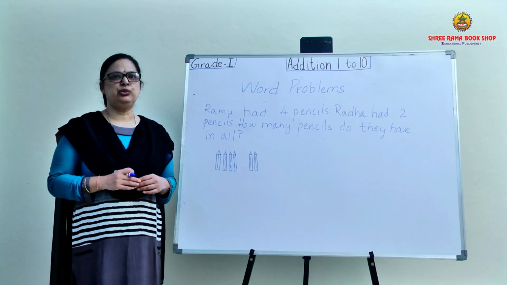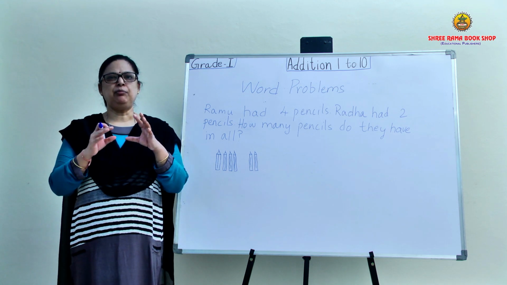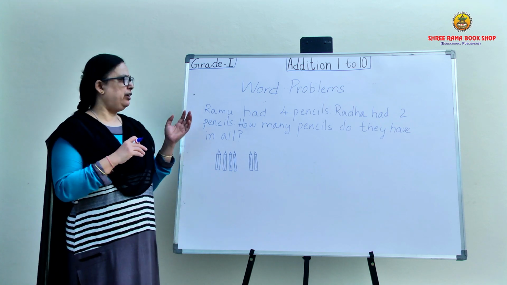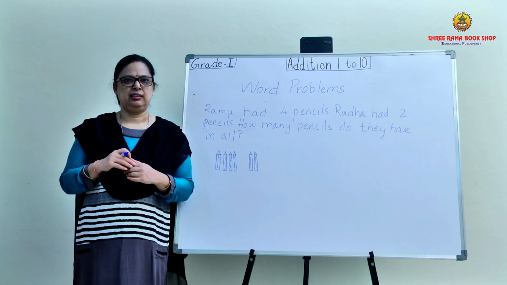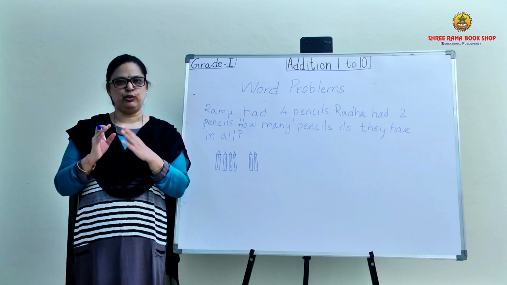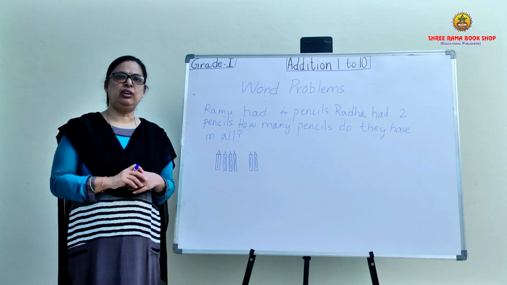Now children, let's do word problems. Now what are these word problems? Word problems are nothing but sums which are given in the form of sentences for you. Now I will read this one that is written here. Ramu had 4 pencils. Okay. And Radha had 2 pencils. So Ramu had 4 pencils and Radha had 2 pencils. How many pencils do they have in all?